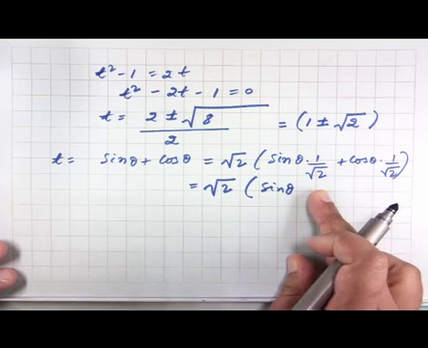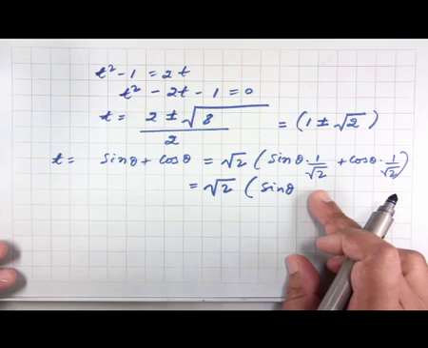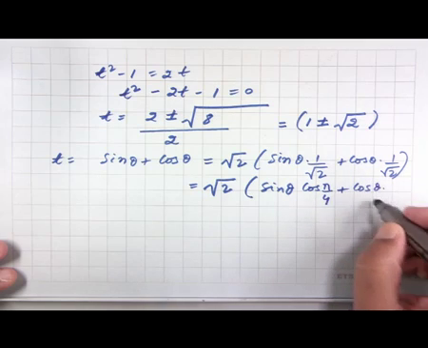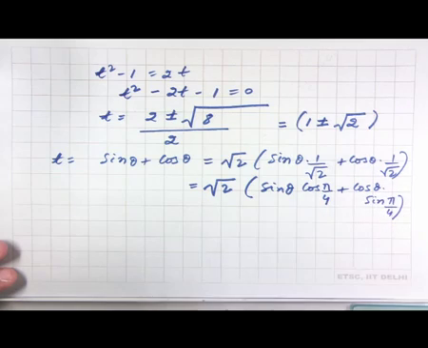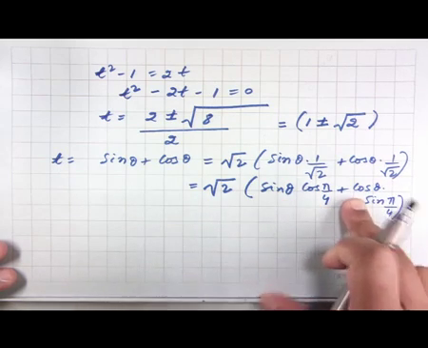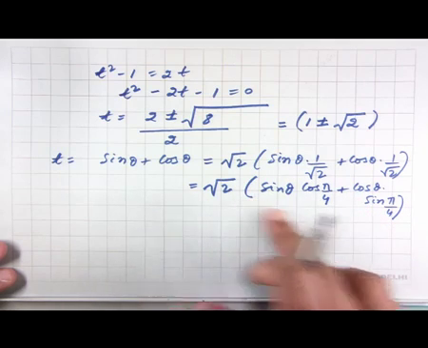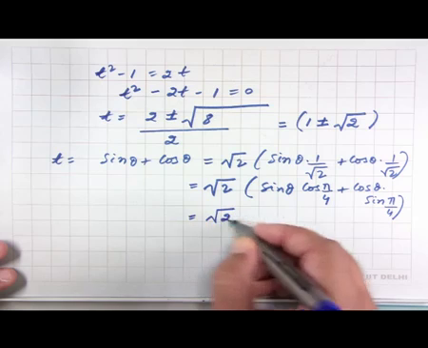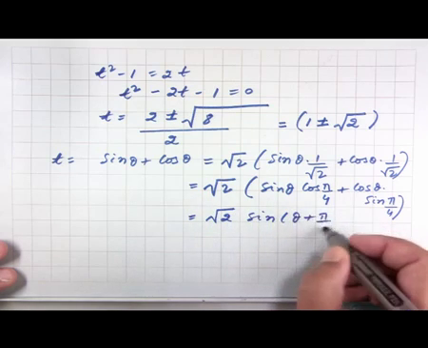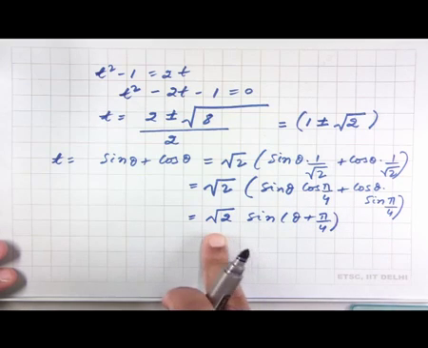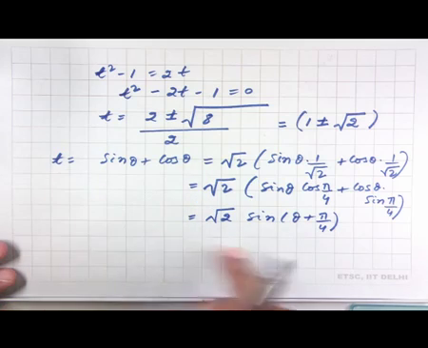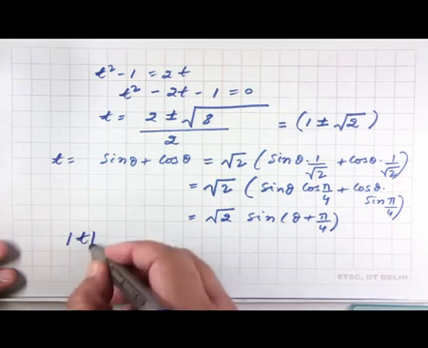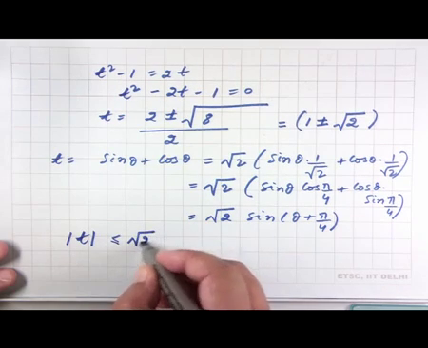1 over root 2 is cos pi by 4, and it is also equal to sin pi by 4. So, you can write here sin theta into cos pi by 4 plus cos theta into sin pi over 4. This is again of the form sin A cos B plus cos A sin B, and therefore, this expression inside the braces is sin of theta plus pi by 4. So, t is equal to root 2 sin of theta plus pi by 4, and therefore, since the value of sine is between -1 and +1, the absolute value of t has to be less than or equal to square root of 2.